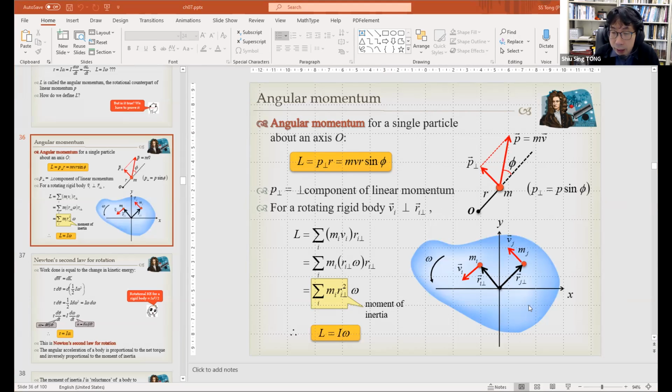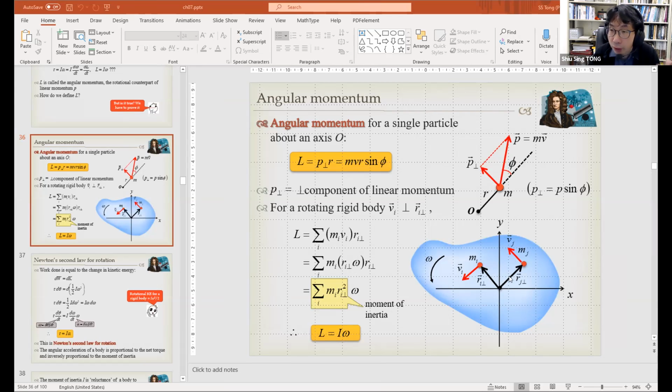for a rotating rigid body, if you consider a single particle inside the body, we find that the velocity of that particle is perpendicular to the radius that's drawn from the particle to the pivot point. Okay, because the particle is now under circular motion. So we can use the simple formula v equal to r omega.